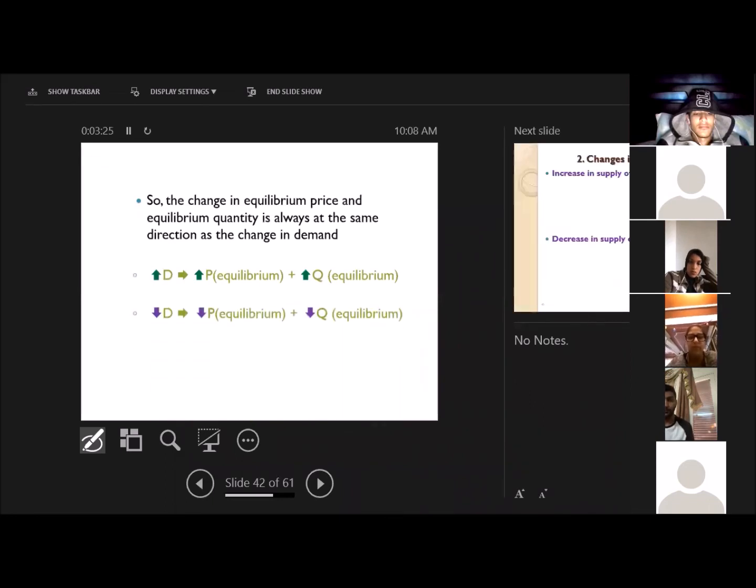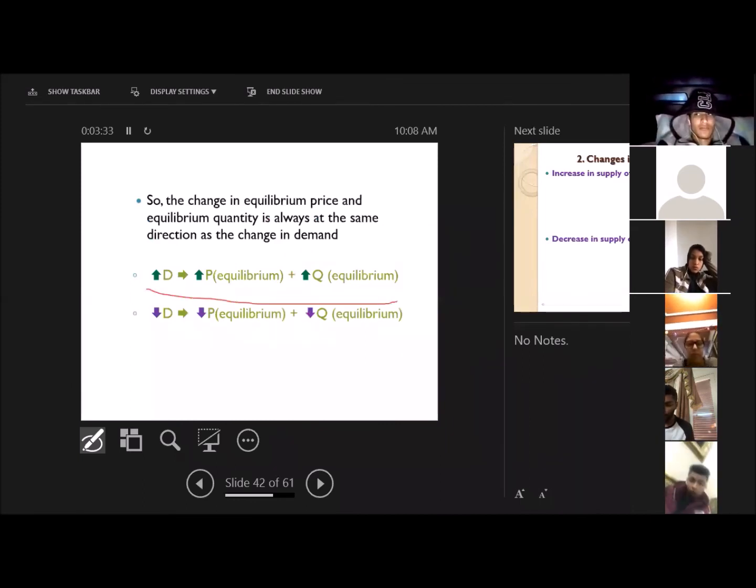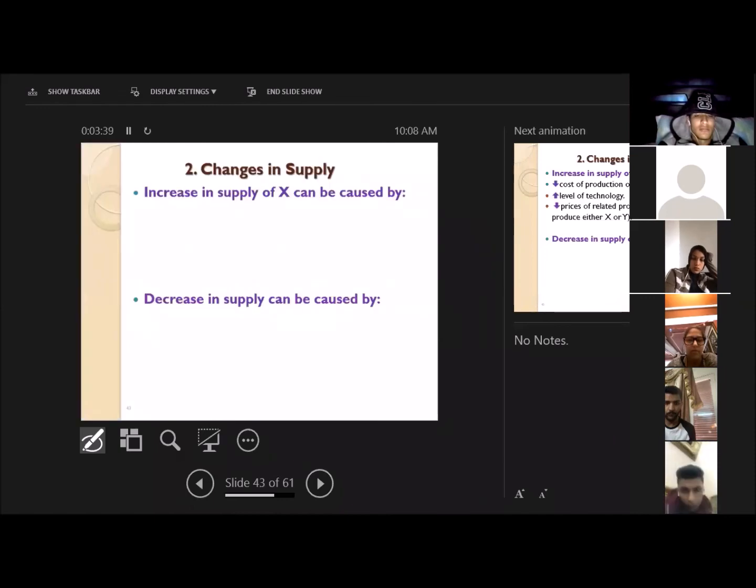So again, this is the conclusion. Each time I'm trying to conclude what I'm trying to say. Okay. So this is the final conclusion. How do we reach this one? By using the graph analysis.